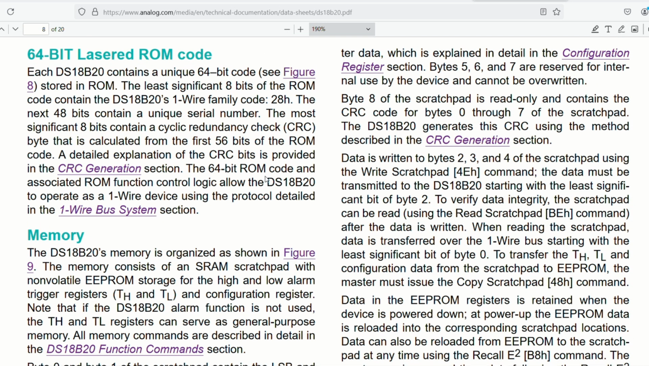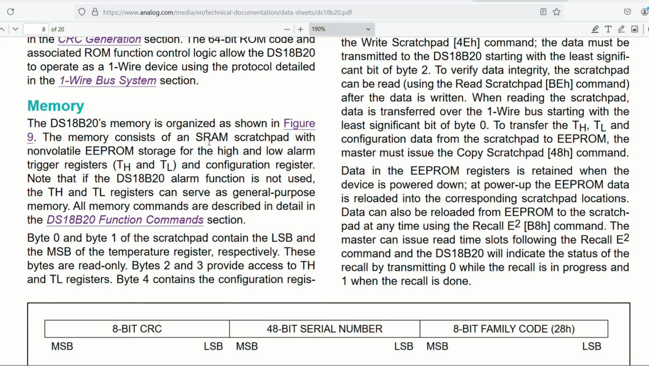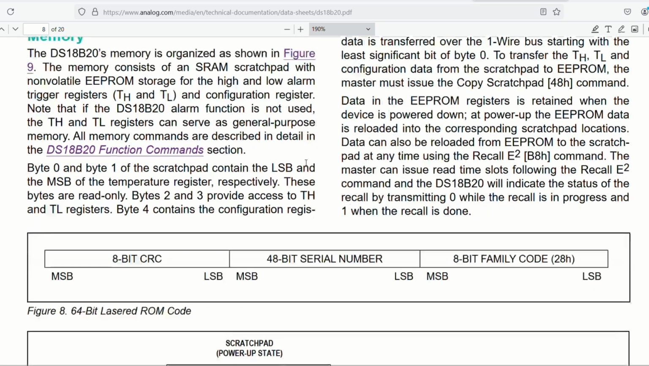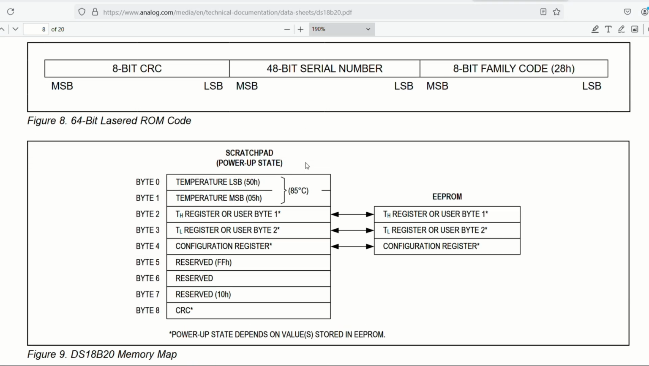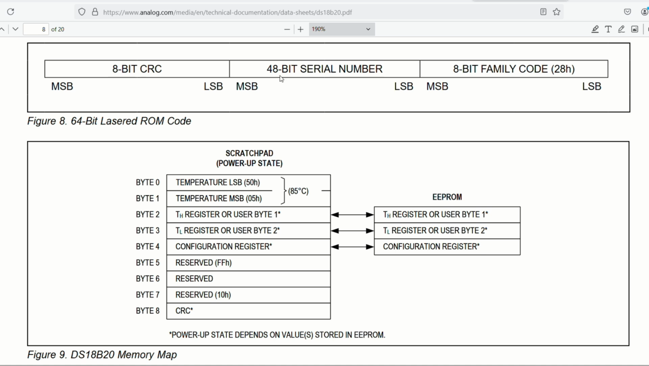All right. So how the 64-bit code is eventually broken down is also explained. It's an 8-bit CRC, 48-bit serial number, and 8-bit family code. And the EEPROM ultimately stores only 3 registers, that is the high and low trigger alarm registers and the configuration register. We won't be bothering with all this stuff. We will just straight up use the default value for resolution, that is 12-bit right now. And we'll just be reading this scratchpad 9-byte memory.